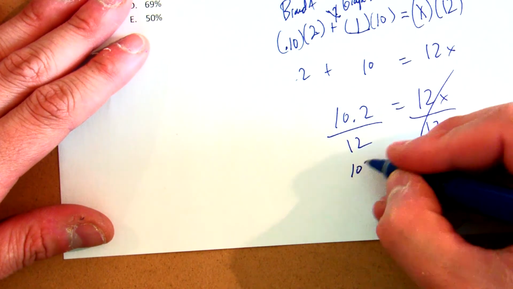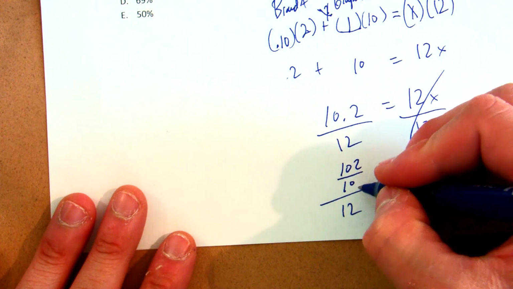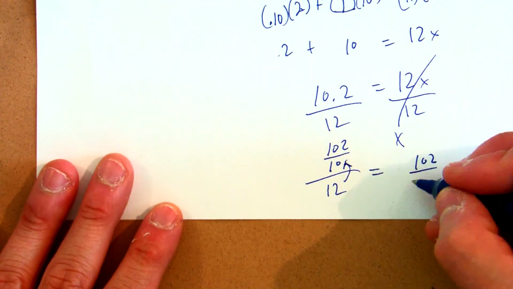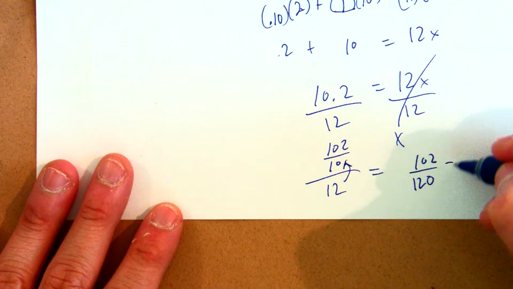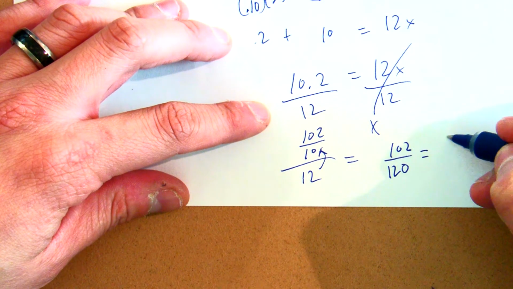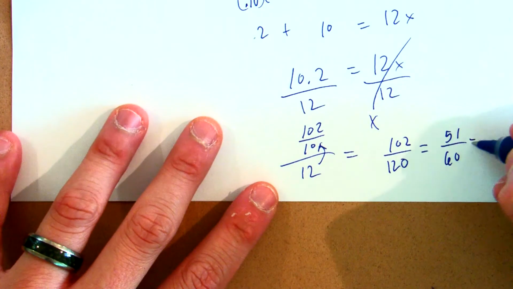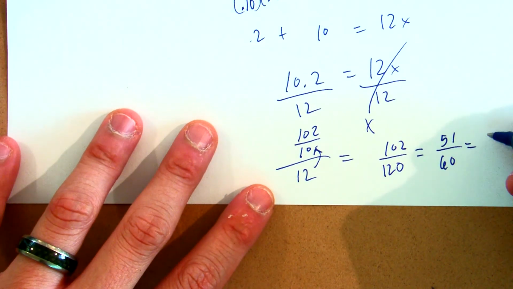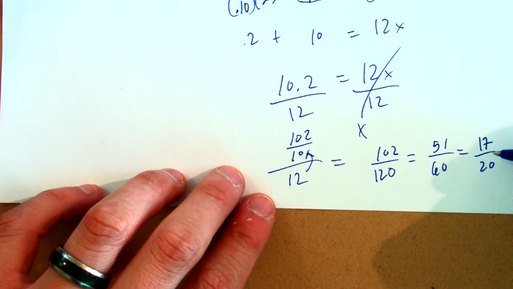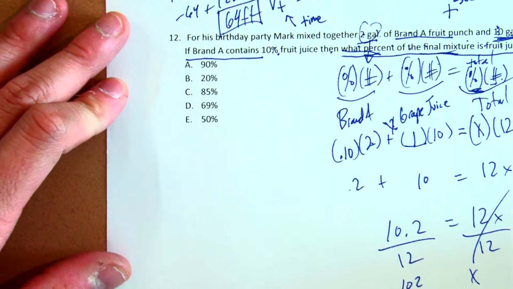10.2 is really 102 divided by 10 all over 12. And then you can multiply by the reciprocal, so that gives you 102 over 120. And you reduce this, and this is going to be 51 over 60, right? And then you can divide this by 3, and that's going to be 17 over 20. And 17 over 20 is 85%, which is 0.85. Okay? So maybe a calculator would have been better.